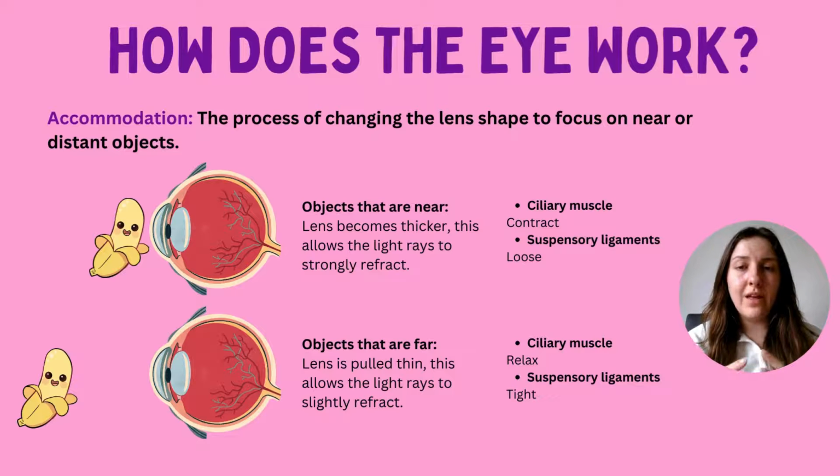And this causes that thickening of the lens. In the second case, when the object is much further away, the lens is pulled much thinner, and this allows the light rays to slightly refract. And again, what happens to the ciliary muscles? Well, they start to relax and the suspensory ligaments will tighten.